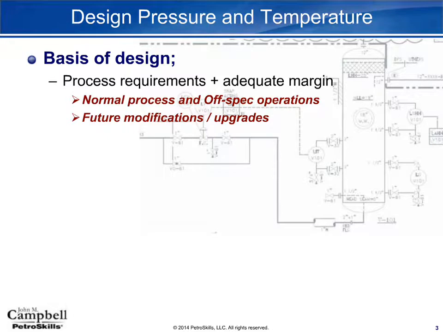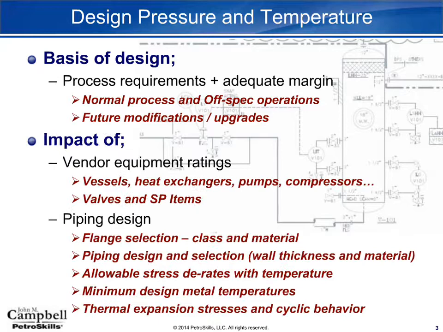Are there future modifications and upgrades that we need to think about in the definition of the design pressure and temperature? And then the impact that this has to the mechanical engineer or the piping engineer when he starts thinking about not just the specification of equipment for vessels, pumps and compressors, but also the smaller items. Valves and specialty piping items are key components which are small, often overlooked, and I really wanted to make sure that we don't lose context of all the details in the system.